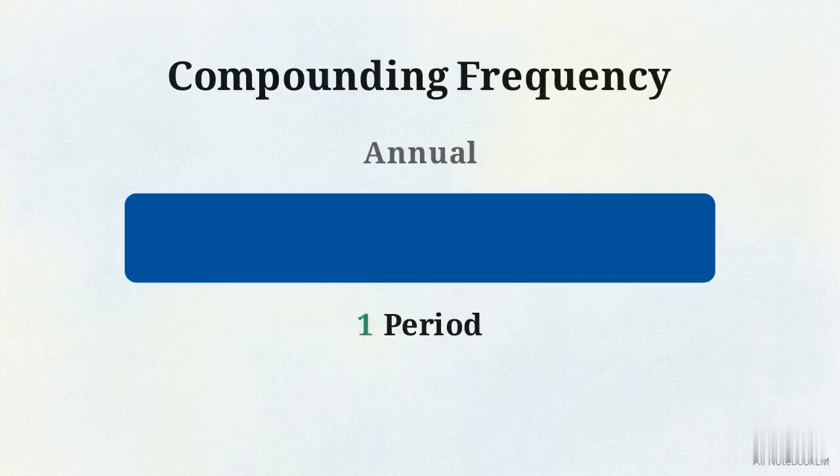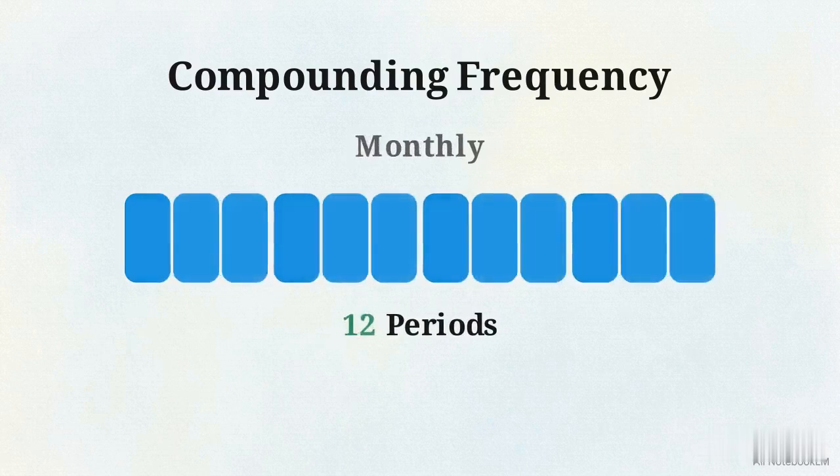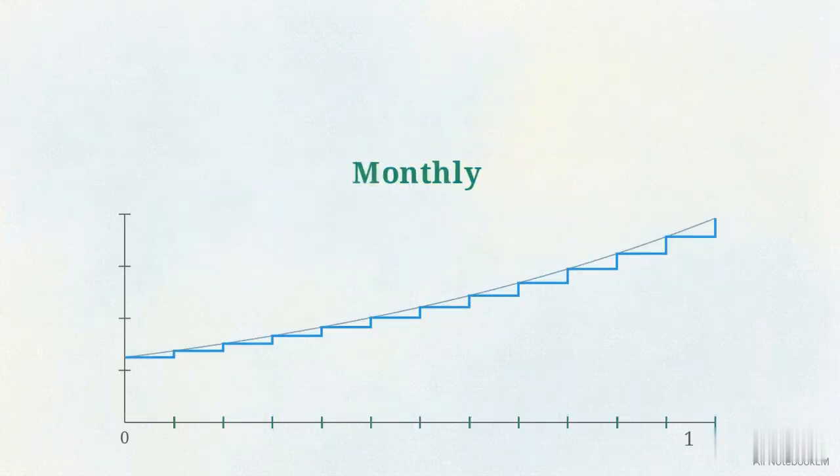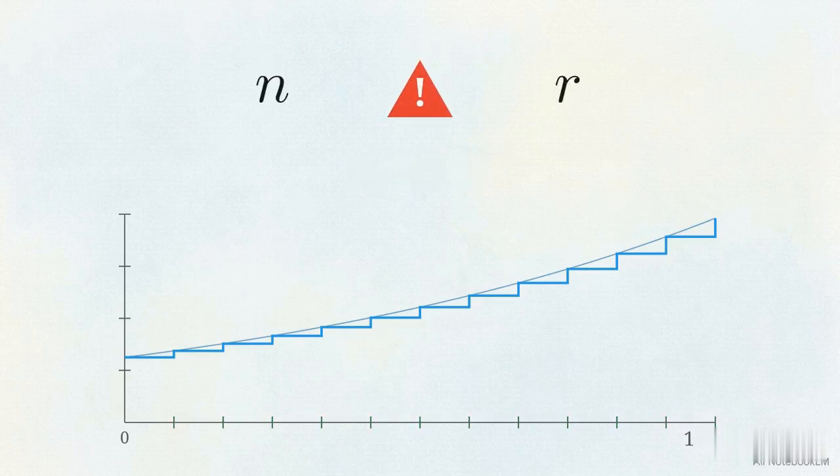While annual compounding is a direct calculation, most financial systems operate on much more frequent timelines. Banks often compound interest quarterly or monthly. When this happens, we have to adjust our variables to avoid inaccurate results.